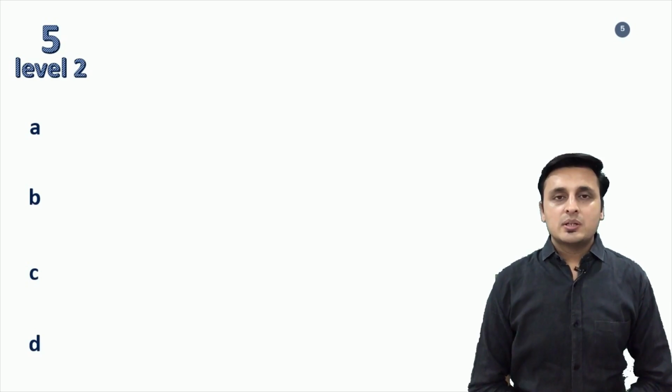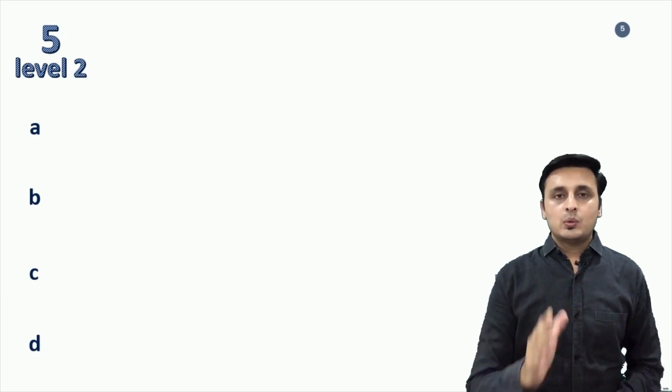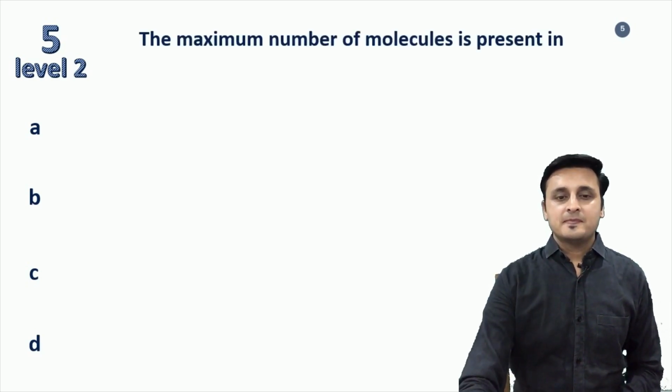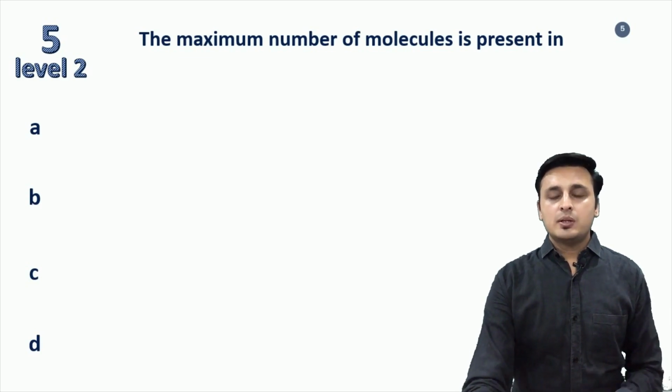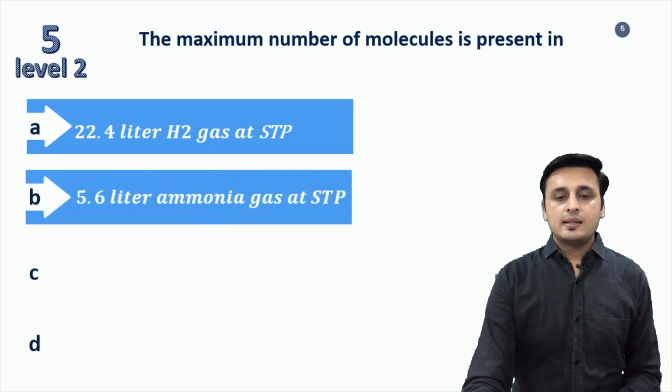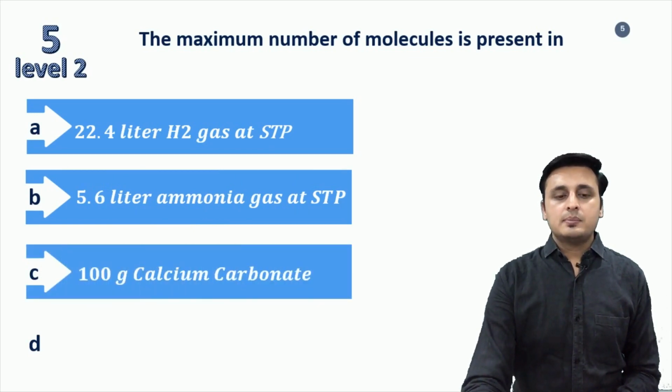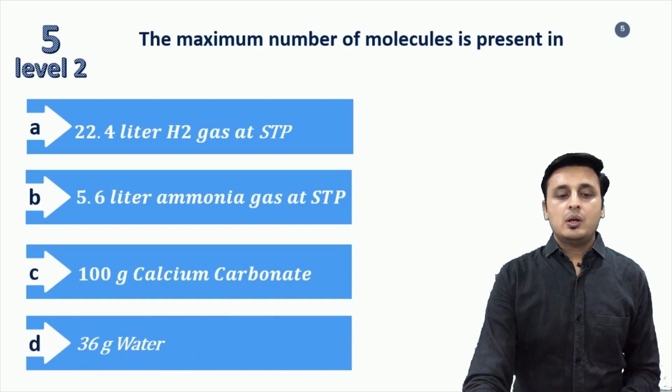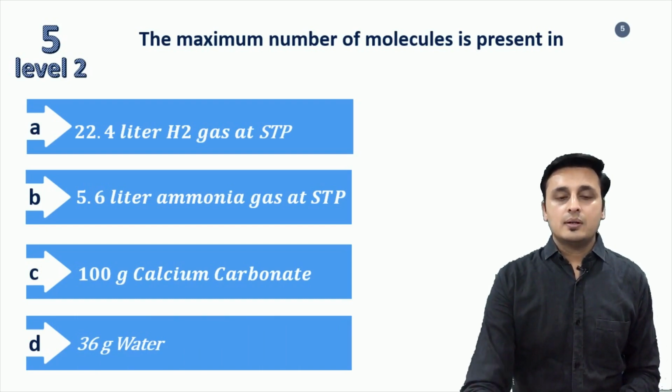Now presenting question number 5, level 2, and the question is: the maximum number of molecules is present in option A, 22.4 liter of H2 gas at STP, option B, 5.6 liter ammonia gas at STP, option C, 100 gram of calcium carbonate, and option D, 36 gram of water.